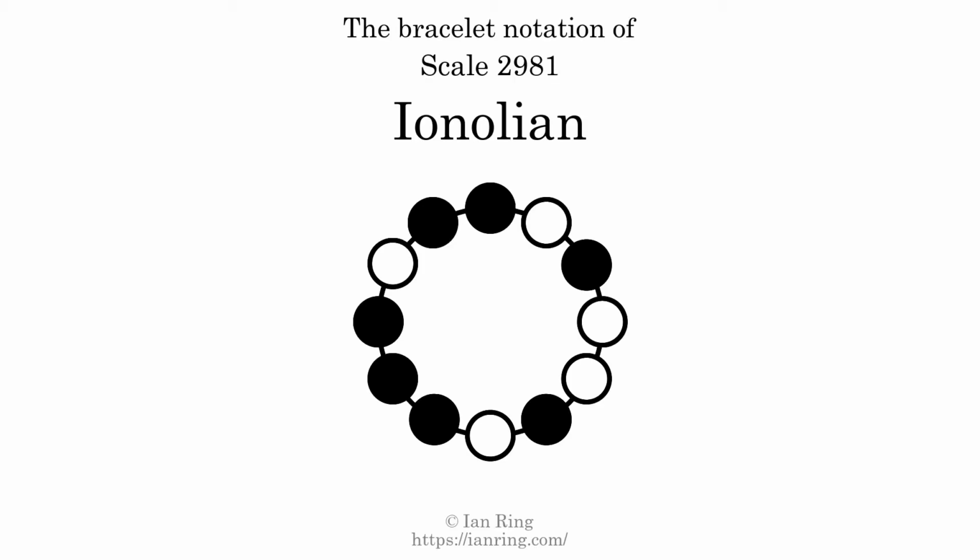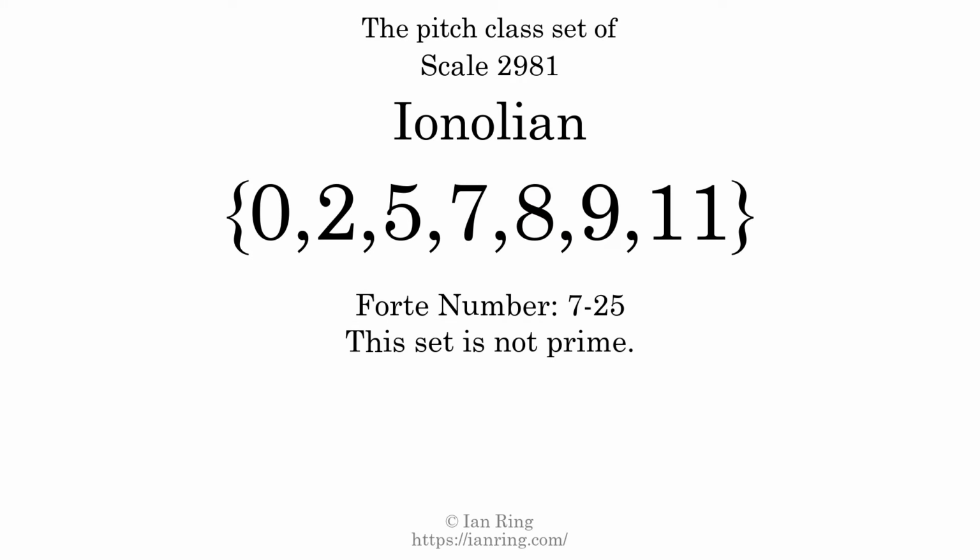This is a bracelet notation diagram of scale 2981. The shaded circles represent tones that appear in the scale, and they are read clockwise, starting at the top. The pitch class set for this scale is 0, 2, 5, 7, 8, 9, 11. The fault class is 725. This set is not prime.